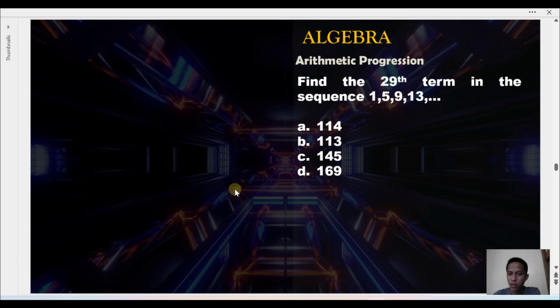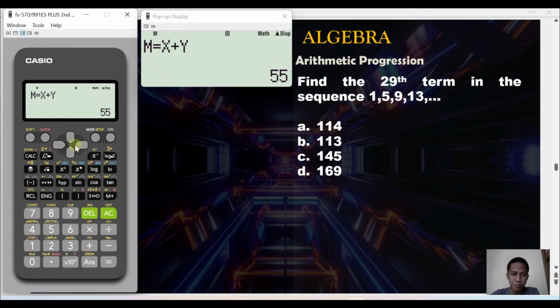So find the 29th term in the sequence 1, 5, 9, 13, and so on. Okay, so ito guys, this is an arithmetic progression since meron tayong common difference. So as we can see here, yung common difference natin is 4. So 1 plus 4, 5. 5 plus 4, 9. 9 plus 4 is 13. So hinahanap natin is yung 29th term. So pwede tayo guys gumamit ng calculator technique or yung manual solving. So, pinakamadaling paraan guys is yung calculator technique natin.